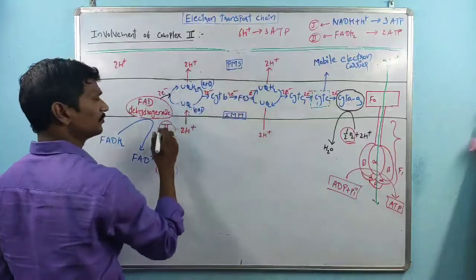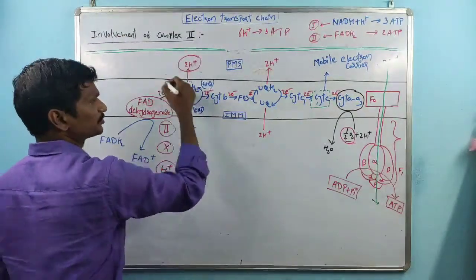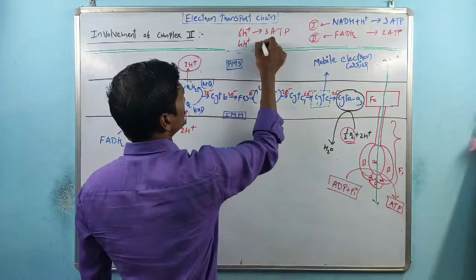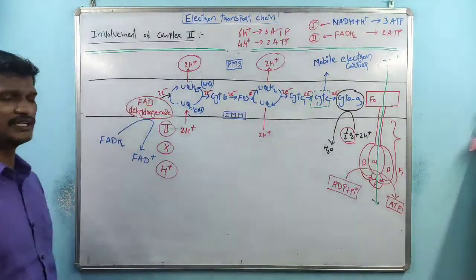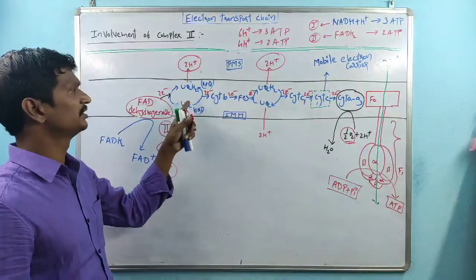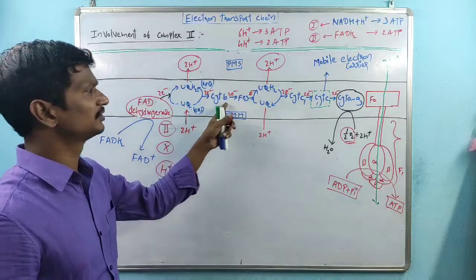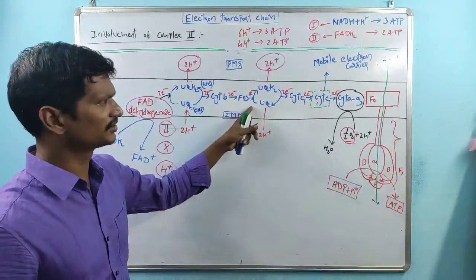But in the presence of complex 2, here 2 H+ ions, and here 2 H+ ions. So here 4 H+ ions are transported and 2 ATPs are synthesized. The remaining pattern is the same. Ubiquinone, ubiquinol, and again the electrons pass from one complex to another complex.